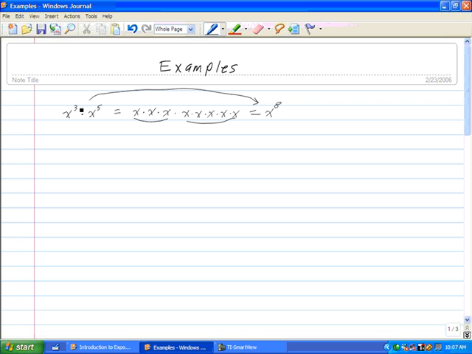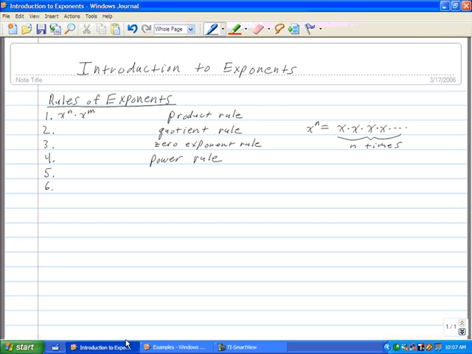Well, the answer is add the exponents together, and that's going to be our first rule. X to the n times x to the m is x to the n plus m, and that is in a lot of books called the product rule, so that's what we'll call it here. Now, since we've seen what you do when you multiply like bases, our next example would naturally be, what do you do when you divide like bases?